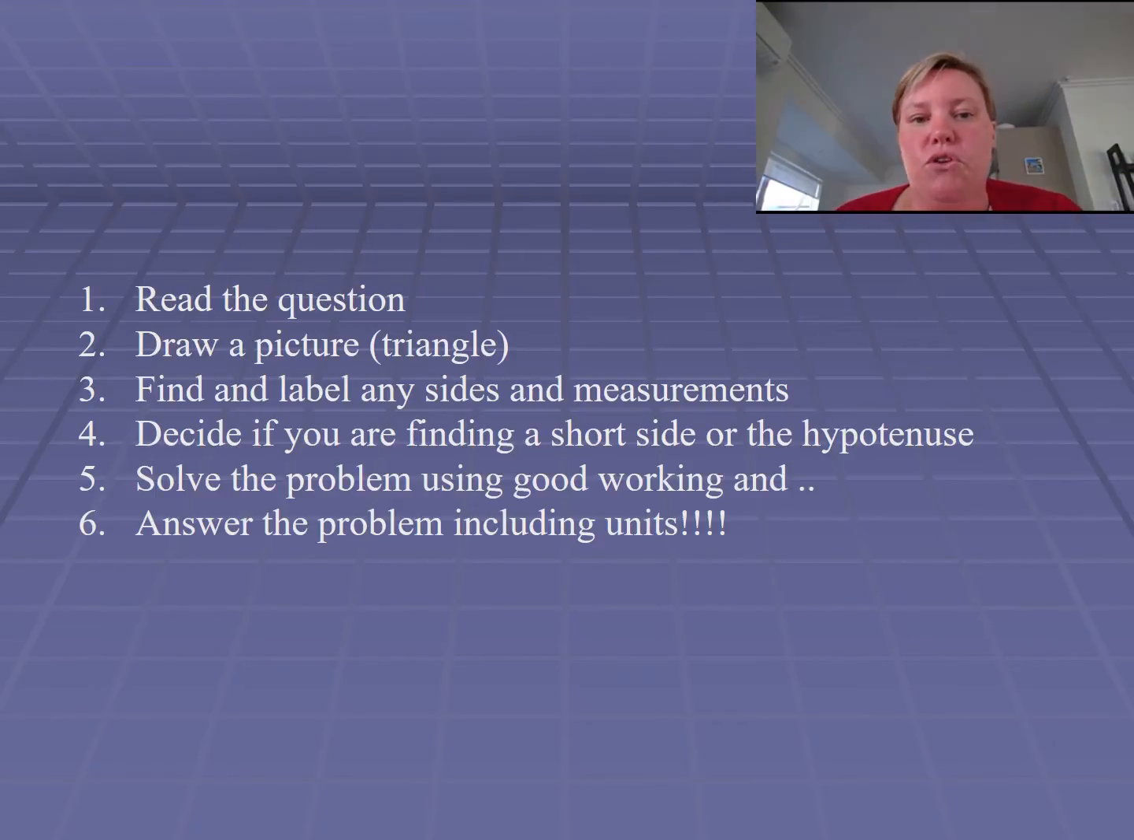Once you've drawn your triangle, you need to find and label any sides or measurements that you've got, and then decide if you're finding the short side or the hypotenuse. Generally, if something's on a lean, then you're going to be going for the hypotenuse. Then you solve the problem using good working, of course. And then don't forget to answer the problem, because sometimes the question isn't what the measurement is, it might be, would it fit? Okay, so let's have a look at a couple of problems.